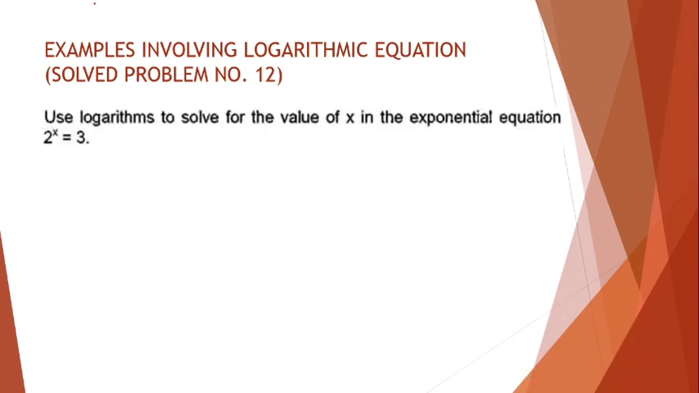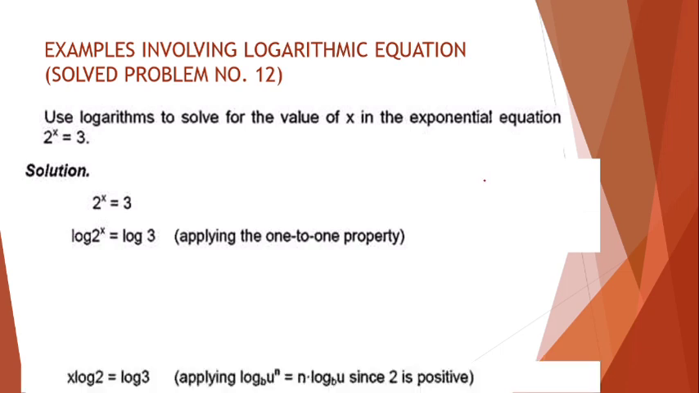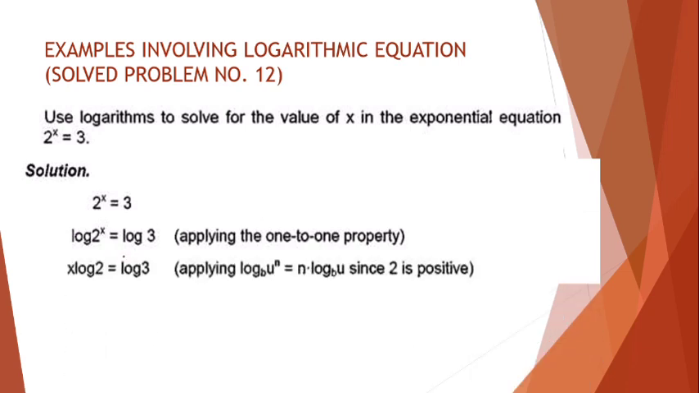Next, use logarithms to solve for the value of x in the exponential equation. This is a logarithm already. Applying the one-to-one property, now let us apply the law. So, this is it. Since 2 is positive, and the answer will be, when you transpose this to the other side, it becomes negative logarithm of 2. So, this will be your result.